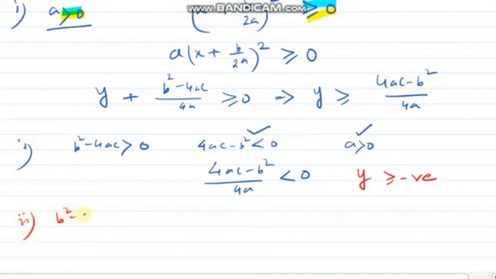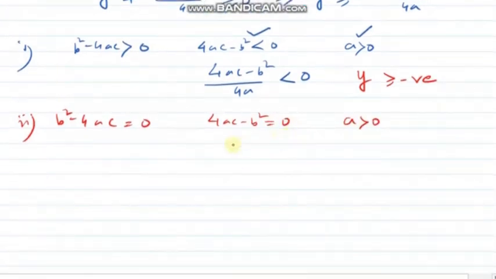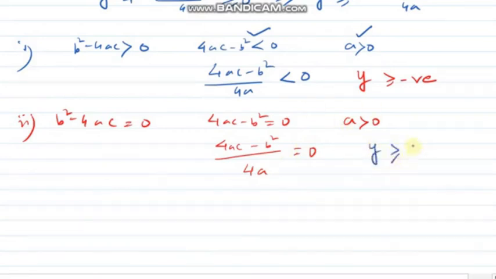Next case, if my b square minus 4ac is equals to 0, it means 4ac minus b square is also equals to 0, correct? And a is greater than 0. So if I divide 4ac minus b square by 4a, that will be equals to 0, because in the numerator only we have 0. So from here, can we write y greater than equals to 0, because the value of this term is coming equals to 0.